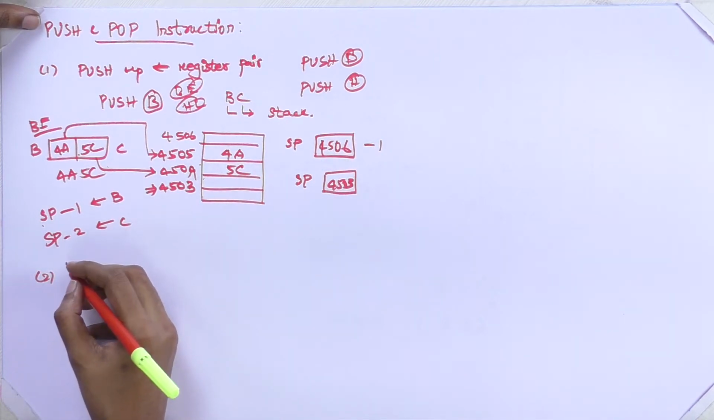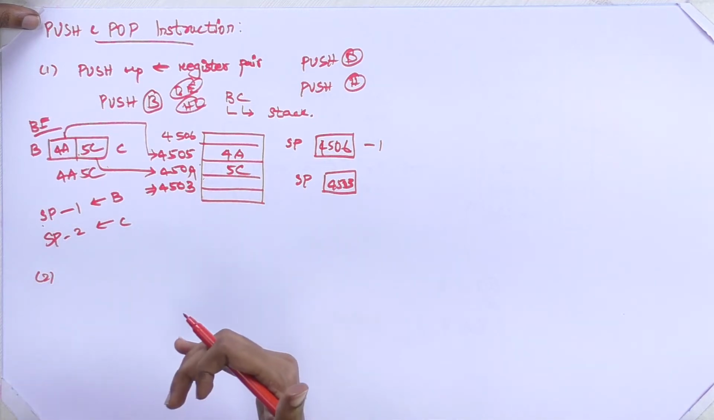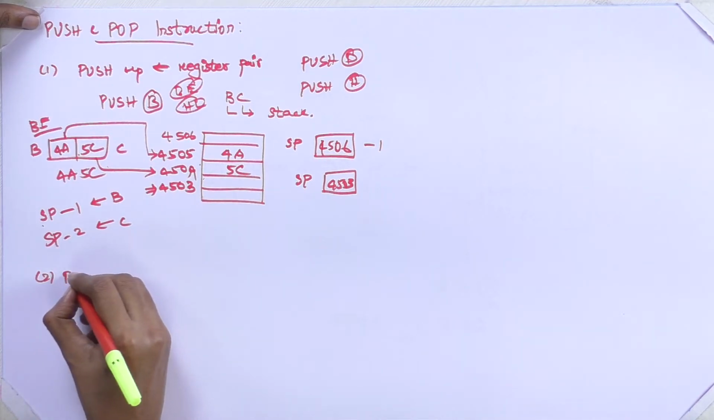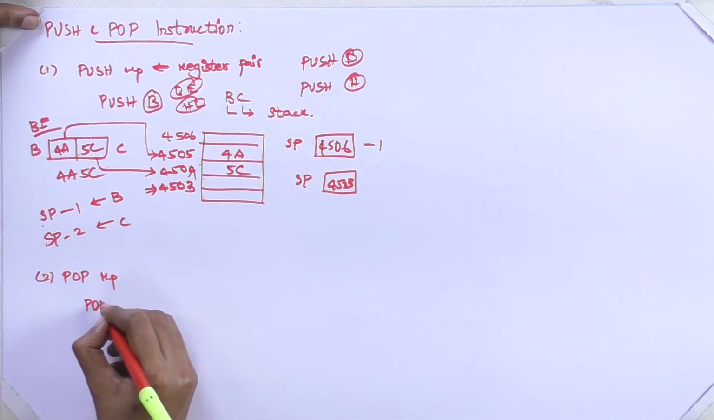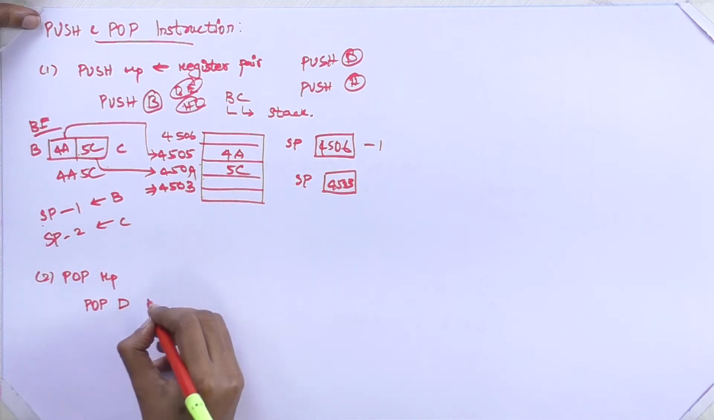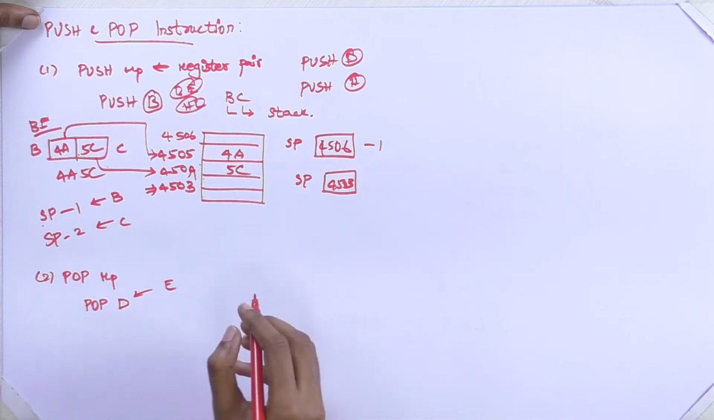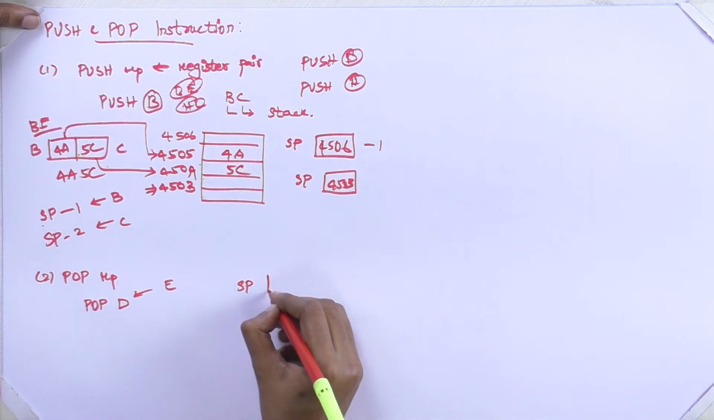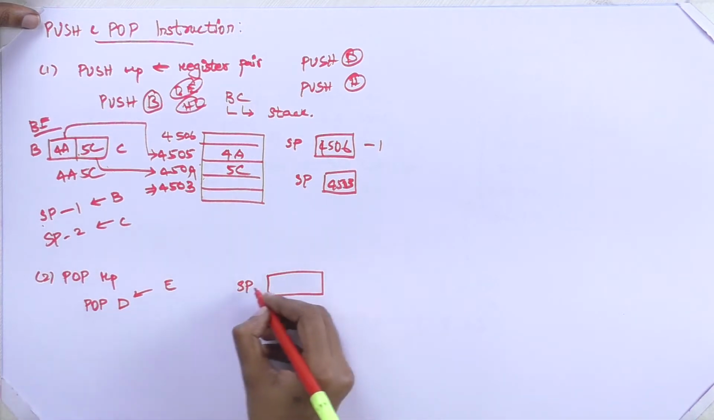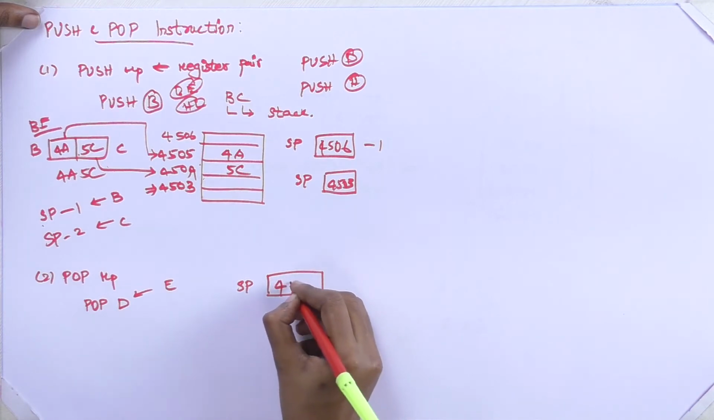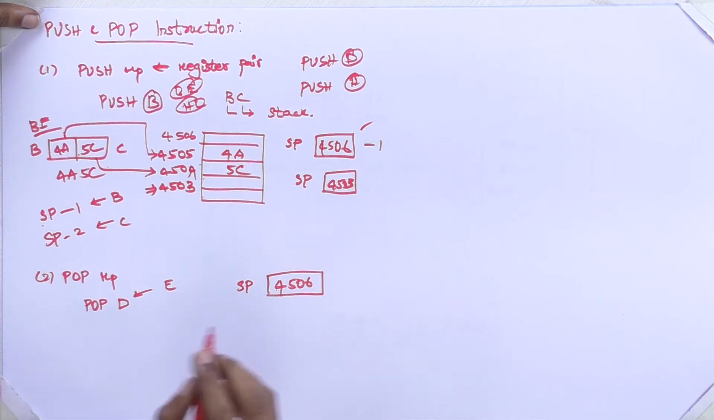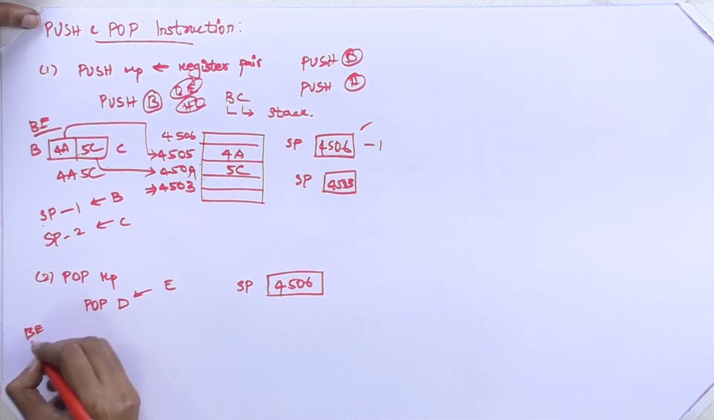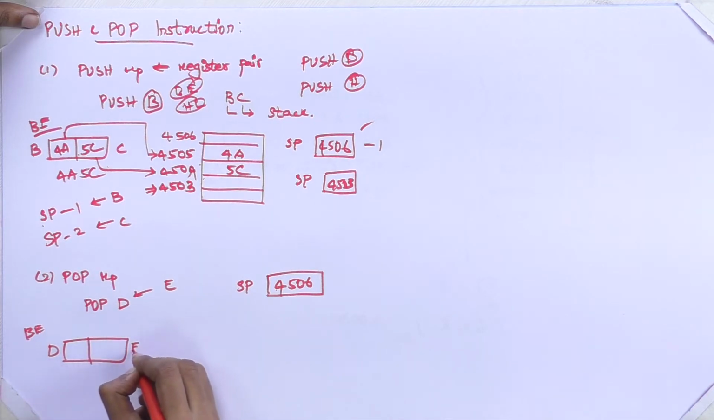The next instruction is the POP instruction. POP is getting the value from the stack. Again here we are going to see about the register pair. Now we will use POP D. The pair for D is E. For example, take the stack pointer value as 4506. Before execution, D and E might have some value.